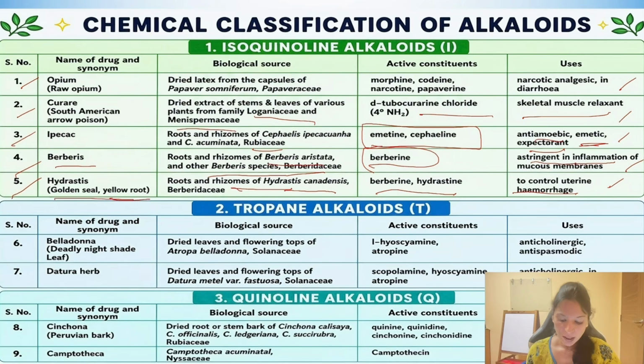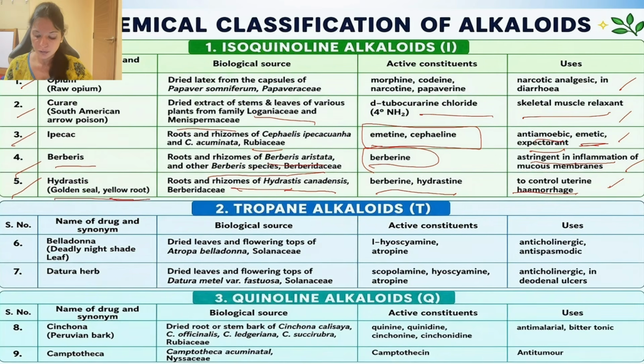And coming to the second class, that is the protoalkaloids. Alkaloids are classified on the basis of the chemical nature of the source, the amino acid from which they are formed.